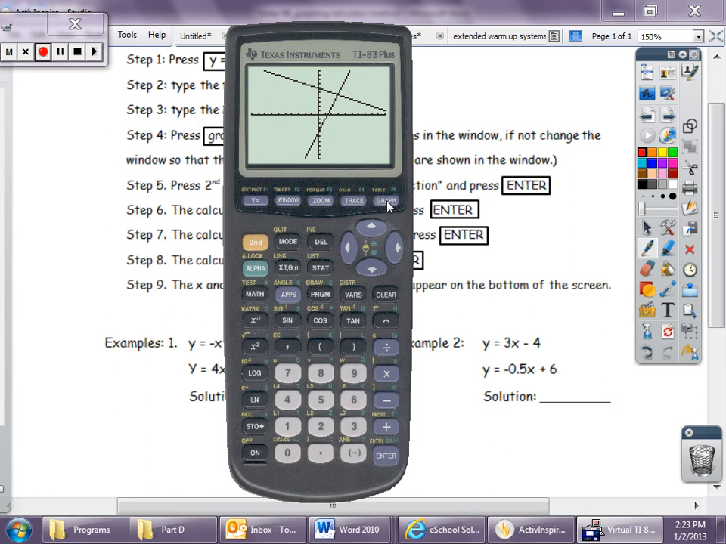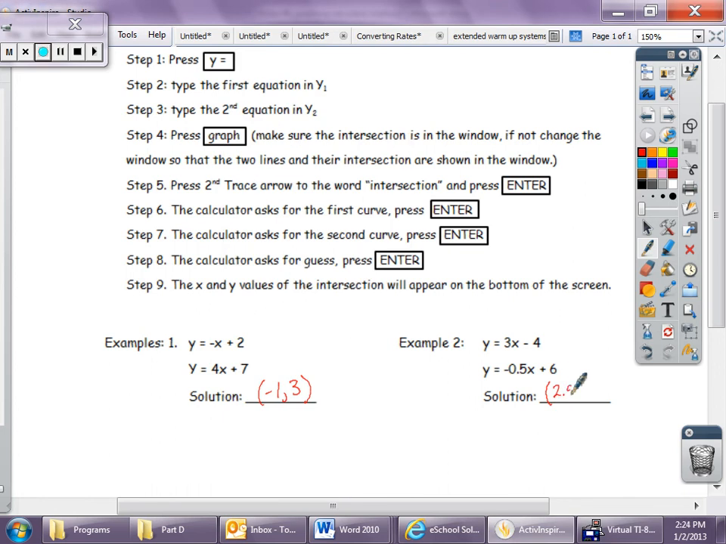We see where they intersect. So now we go to the second button, which is next to mode. Trace, which is next to graph all the way at the top. And we want intersect. It says first curve, first line, we hit enter. Second curve, it's on the second line, we hit enter. It says guess, we hit enter, and it gives us this intersection point of 2.85711429. We're going to round that. We'll say that this is 2.9 and 4.5714, which we'll round to 4.6. So we have 2.9 and 4.6.